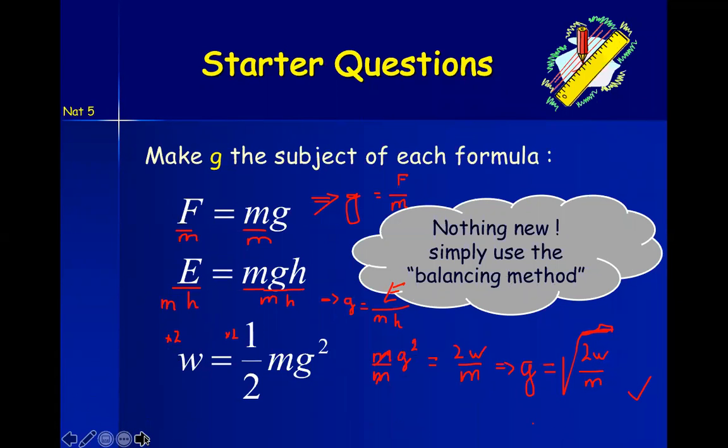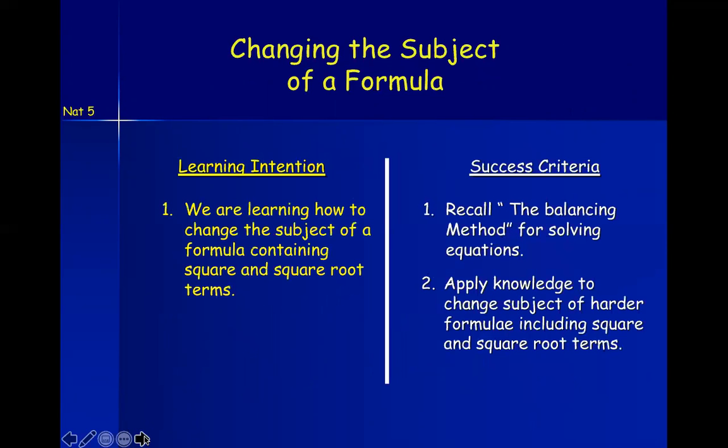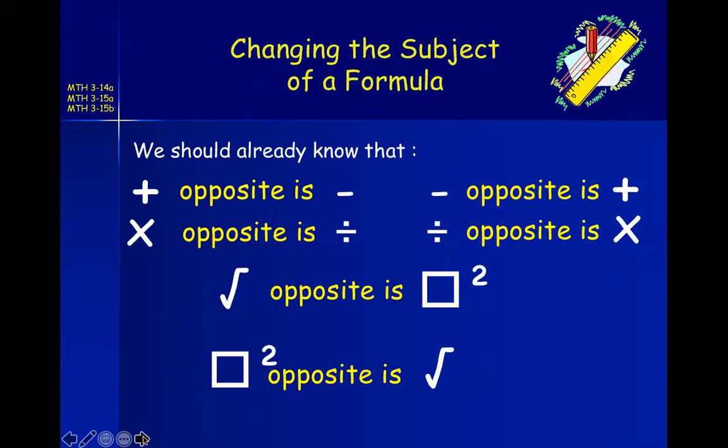Okay, so we've done 3 typical examples that you would see for formulas being used by science. So this time they've just told us we're going to do the same work that we've done, but with formulas including squared and square roots. So we've already done it, to be honest. So we just said square root opposite is squaring, squaring opposite is square root.